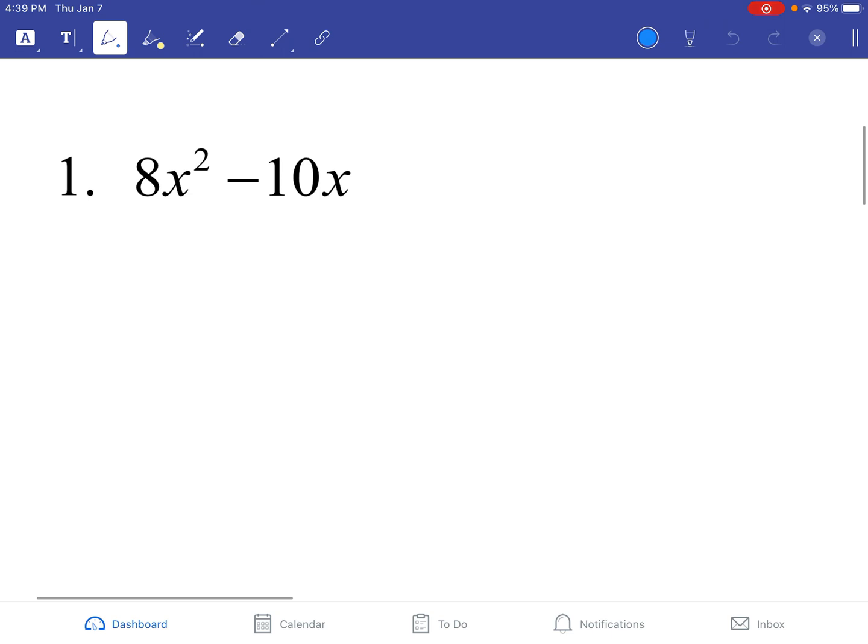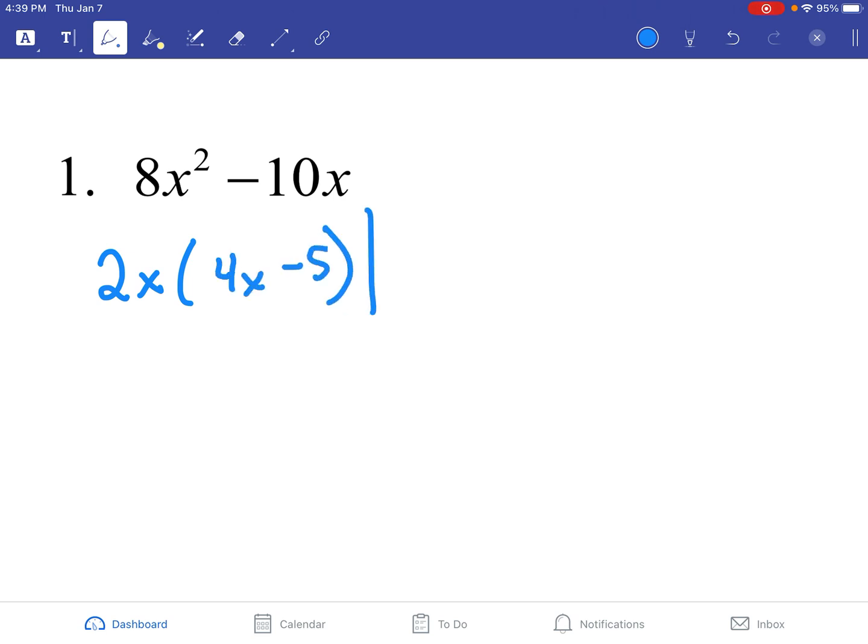In question number 1, we have 8x squared minus 10x. Well, 8 and 10 both share a 2, and x squared and x both share an x. Okay, so what we're going to do is figure out what's left over. So we're going to have 4x minus 5 left over. And that's all you can do. All right, there's nothing else to factor that's left over in the parentheses. So the greatest common factor was the only factorization you could do for number 1.